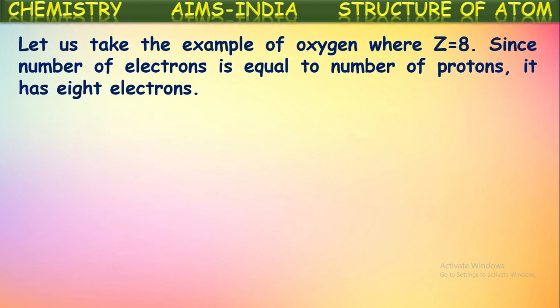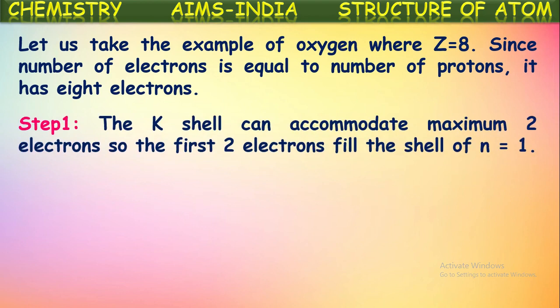Let us take the example of oxygen, where the atomic number is equal to 8. Since the number of electrons is equal to the number of protons, it has 8 electrons. Now let us follow step by step. Step 1. The K shell, that is the first shell, can accommodate a maximum of 2 electrons. So the first 2 electrons fill the shell of n equal to 1. For oxygen, the first 2 electrons will be filled into the first shell, around the nucleus.